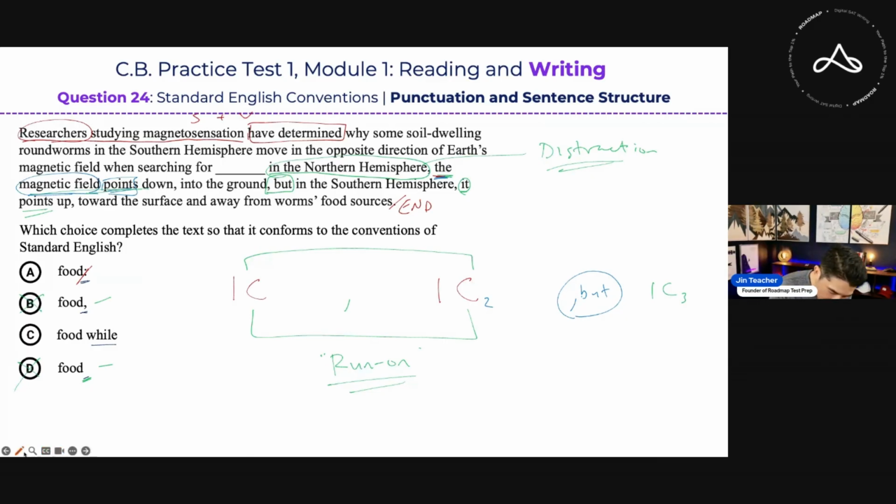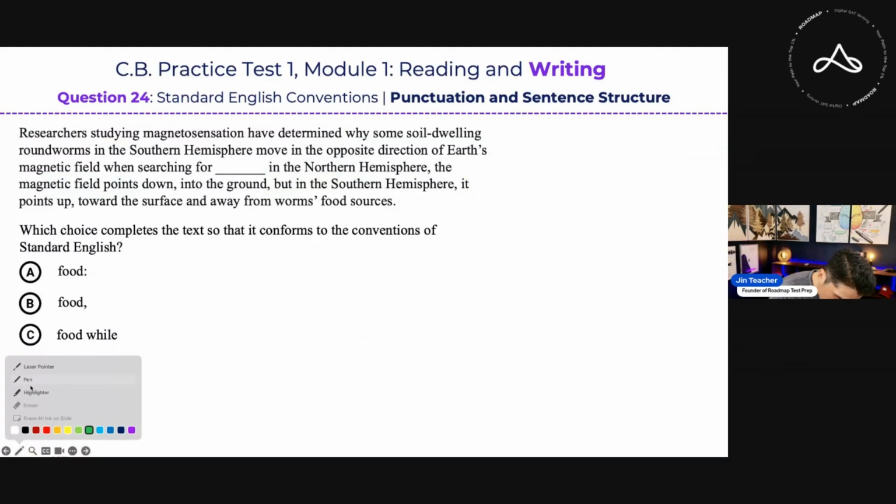And then I think all of you guys will be able to tell that C here doesn't make any sense when you read it, right? But if you plug in answer choice C and just read it, you get: researchers have determined why some soil-dwelling roundworms in the southern hemisphere move in opposite direction of Earth's magnetic field when searching for food while in the northern hemisphere.